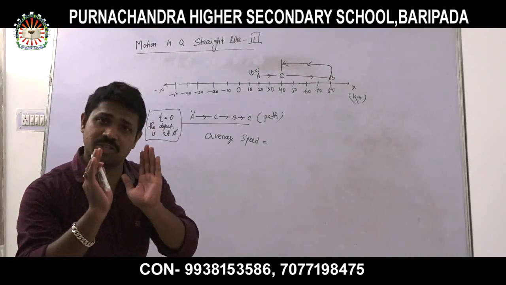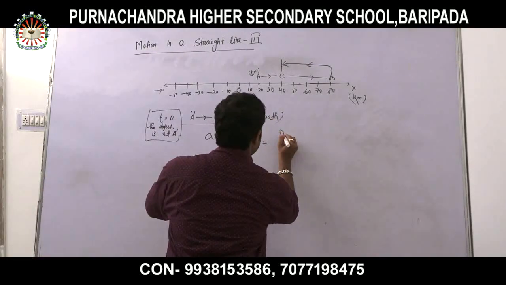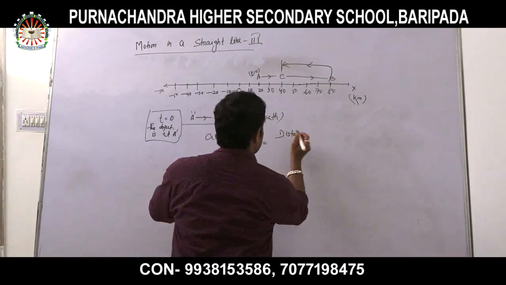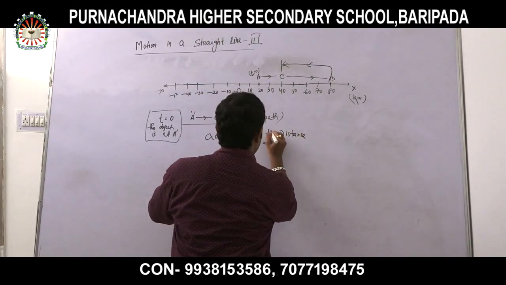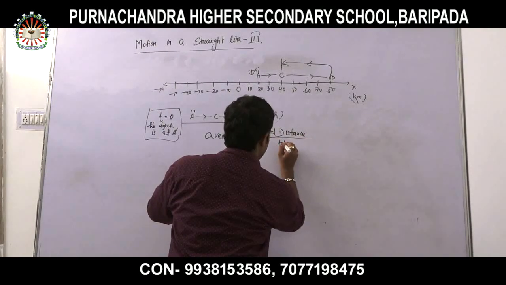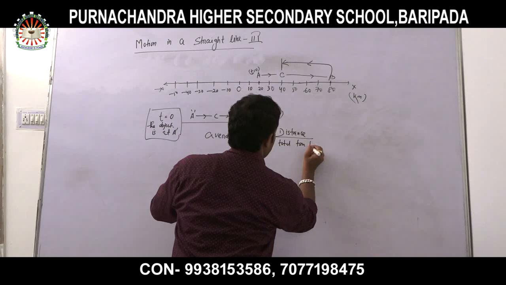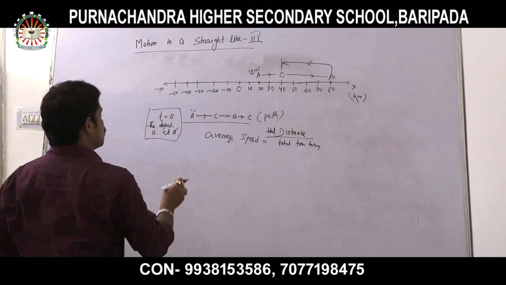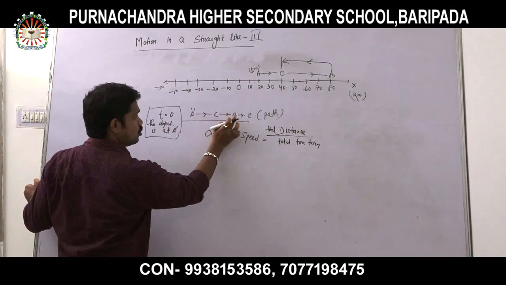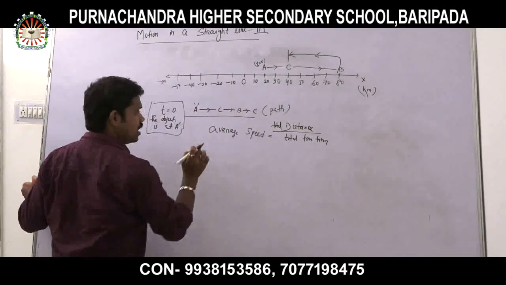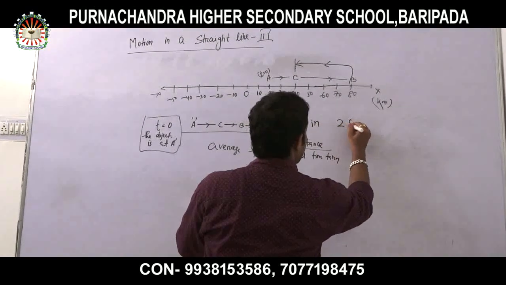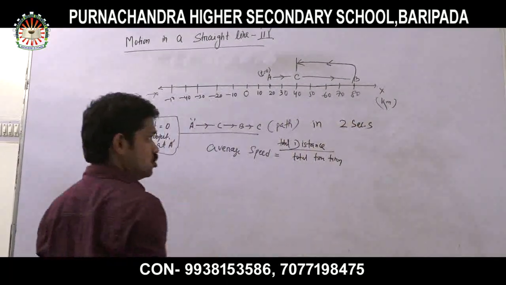The total distance covered. What is the average speed? The total distance covered divided by total time taken. So now the object starts from A, going to B through C, and again returns back to C in how many seconds? Now in 2 seconds, suppose.